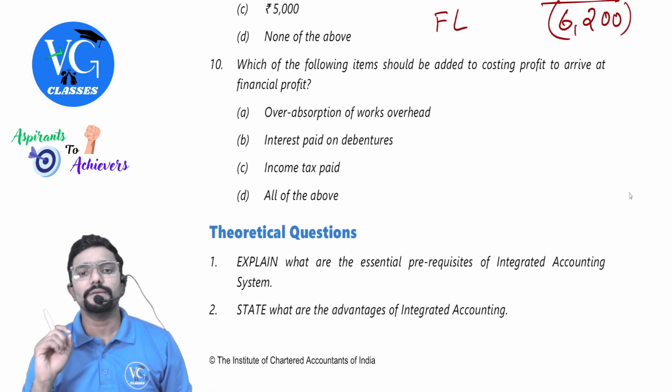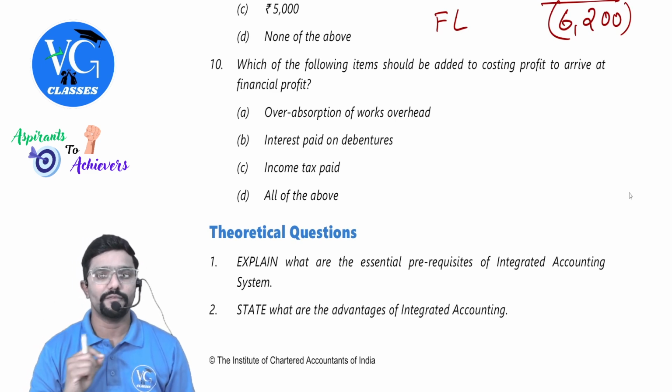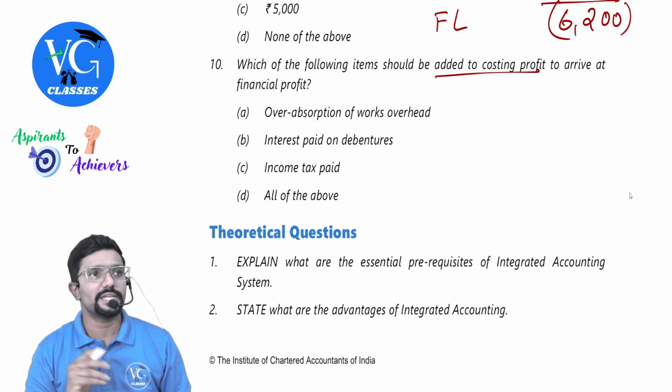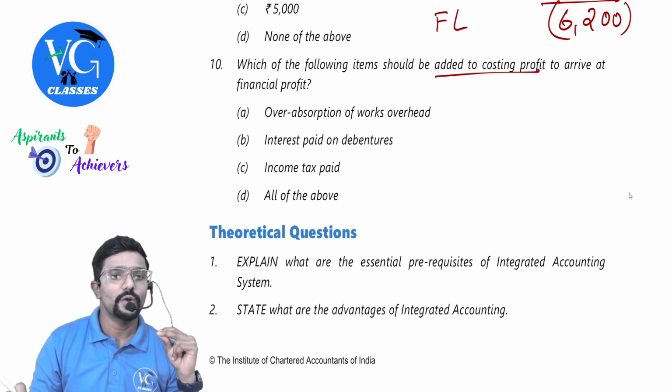Okay, so 10th one. Which of the following items should be added to costing profit to arrive at financial profit? Clear? To arrive at financial profit. We'll see one by one. Over absorption of work overhead, interest paid to debenture, income tax paid, all of them.